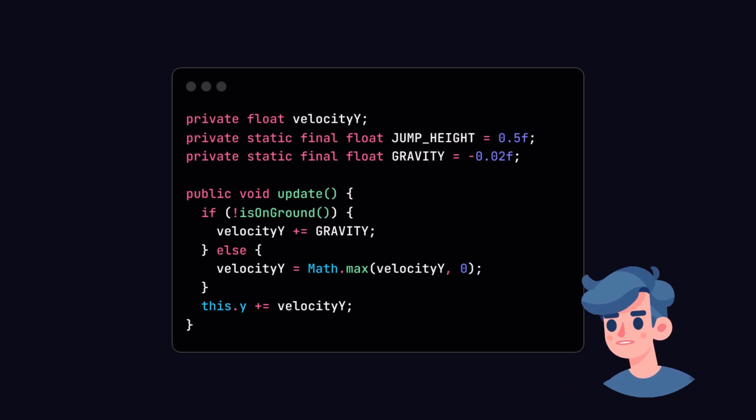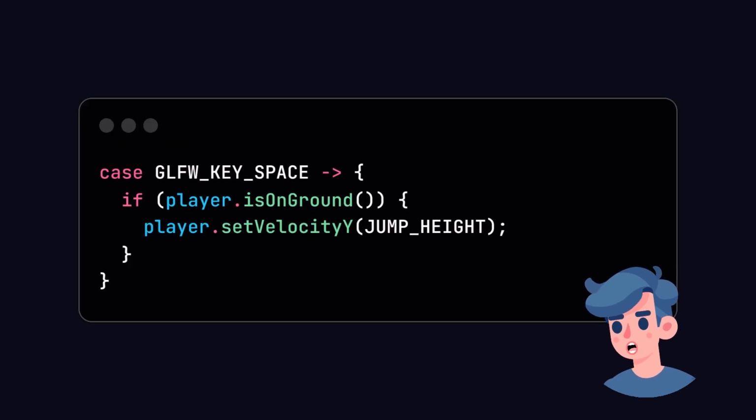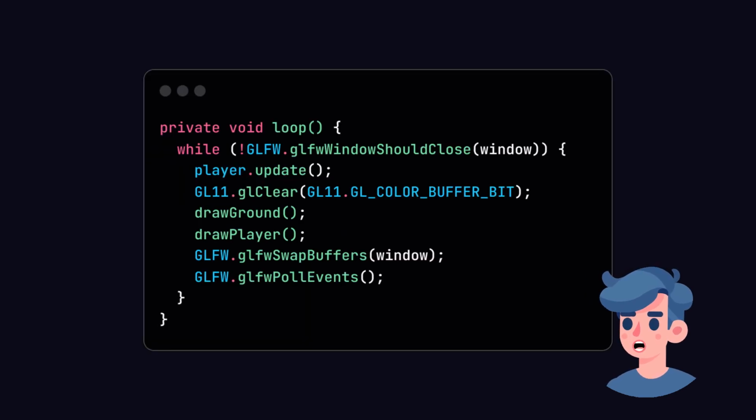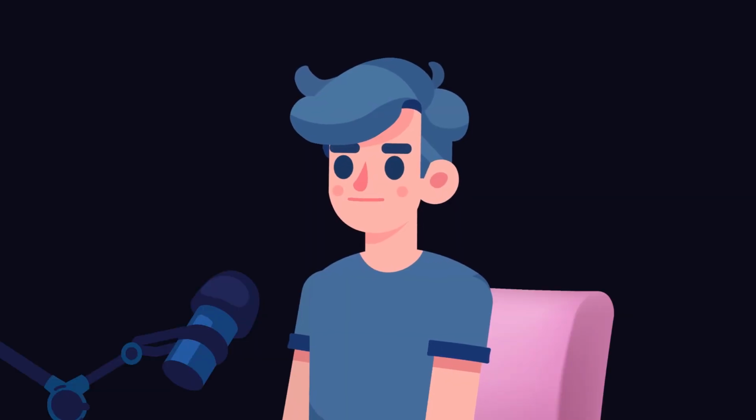To implement jumping, you need to modify your player class. Let's add some gravity and jumping height. Next, add a key callback to handle jumping. Don't forget to call the player.update method in the game loop. You'll notice that your player can now jump and fall back down due to gravity.